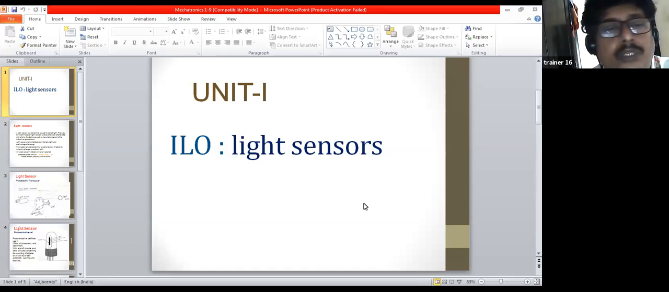Just to revise what we discussed in the last class. Last class we discussed about the liquid level sensor and the temperature sensors. For the liquid level sensor, we discussed the float or bob, and another one, the ultrasonic level type detector.